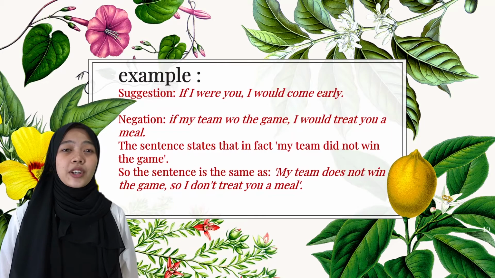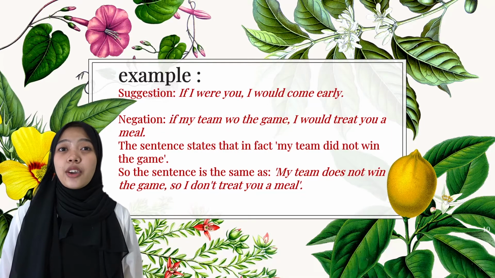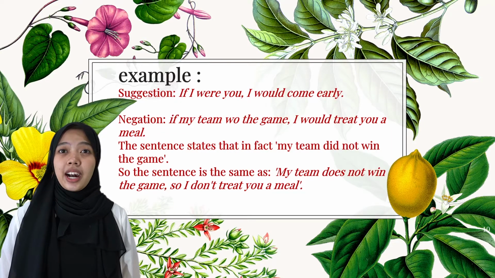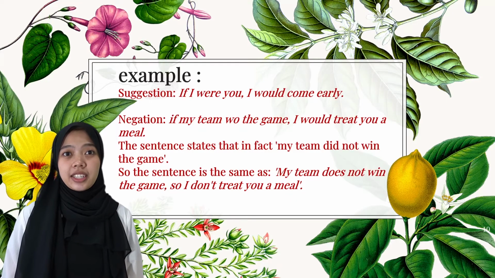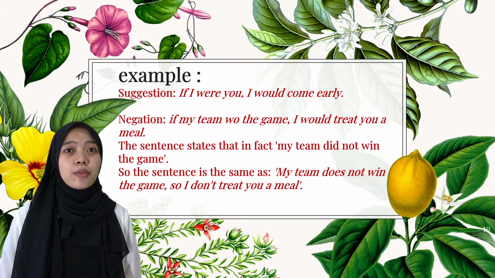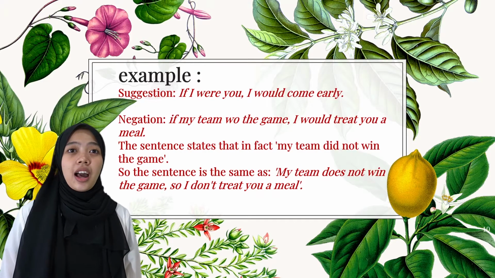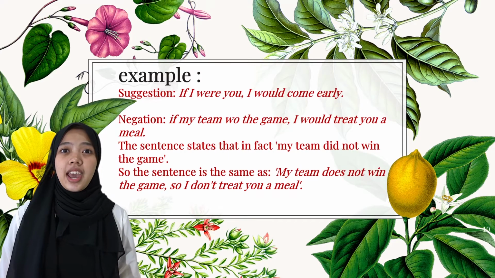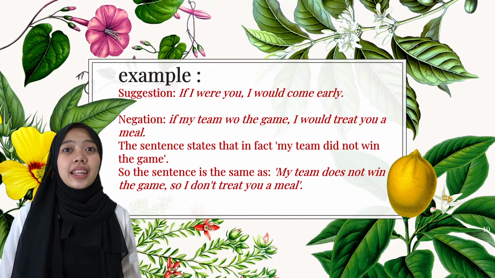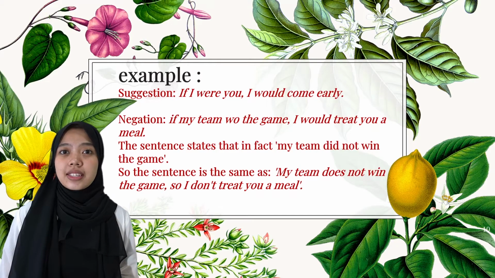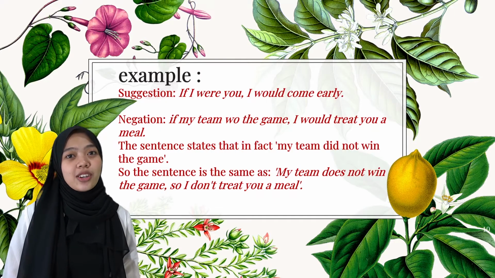Suggestions. For example, if I were you, I would come early. Negation. If my team won the game, I would treat you a meal. The sentence states that in fact my team did not win the game. So the sentence is the same as my team doesn't win the game, so I don't treat you a meal.